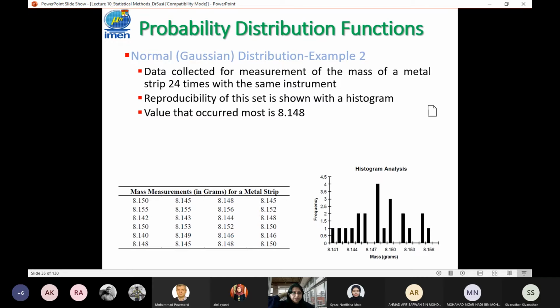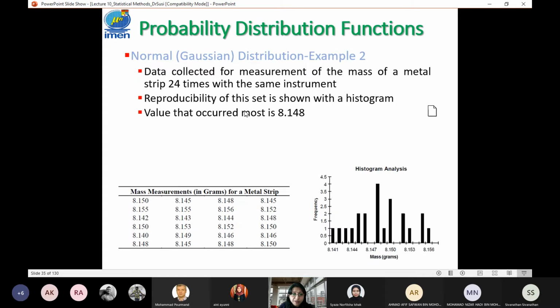This is example number 2. This is data collected for measurement of the mass, the weight, of a metal strip. You measure 24 times with the same instrument. These are the measurements, and this is the reproducibility of it shown in a histogram.